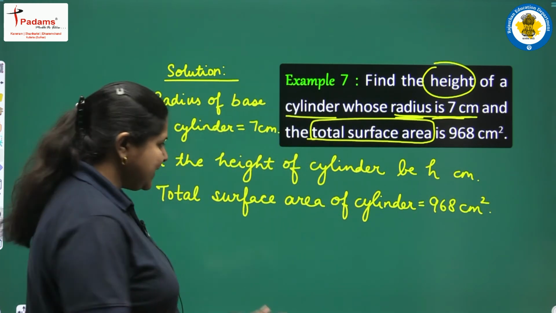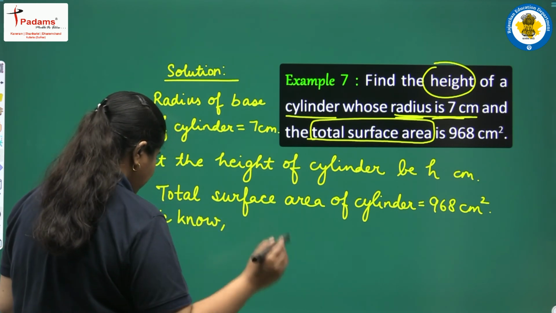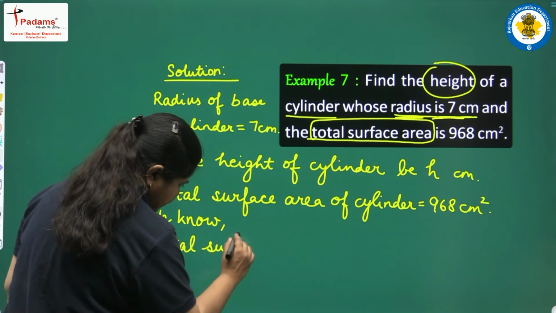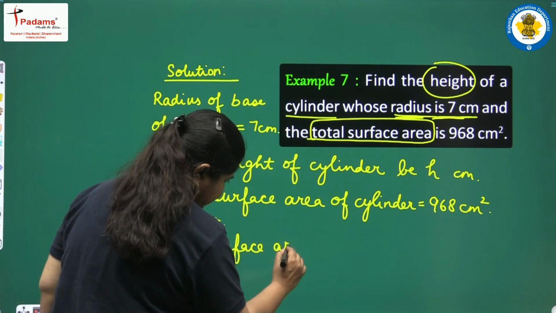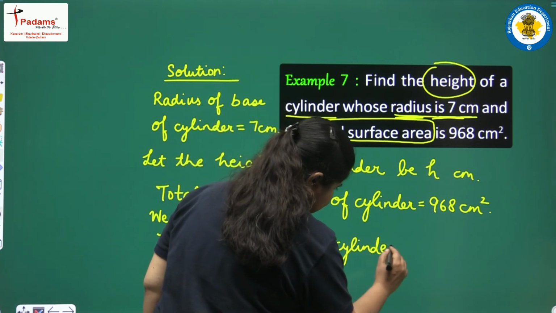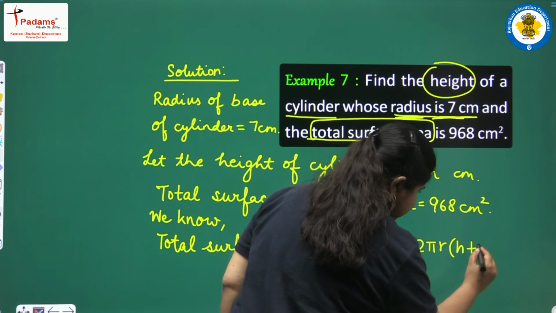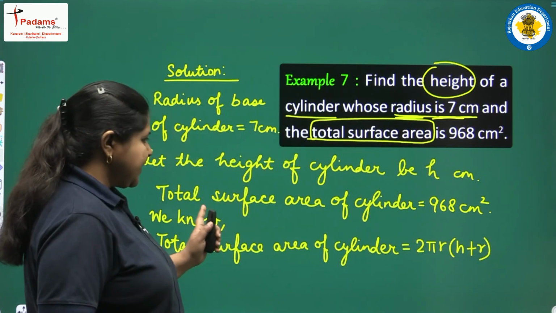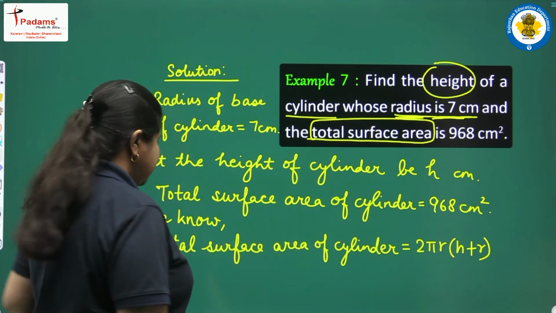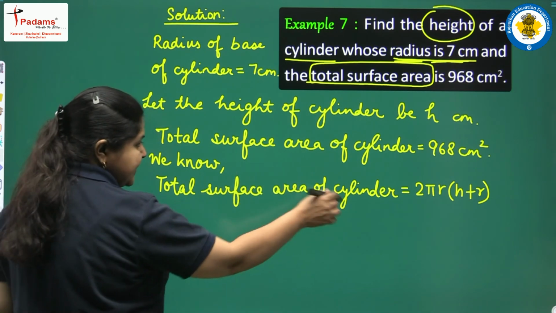This is given, and we know that the total surface area of a cylinder, it is given by which formula? We know total surface area of cylinder, it is given by the formula 2 pi r into h plus r. टोटल सरफेस एरिया ऑफ सिलेंडर ये तो हमें दिया गया है और ये इसका फॉर्मूला होता है, तो दोनों इक्वल हुए. दिस इम्प्लाइज दीज टू विल बी इक्वल.